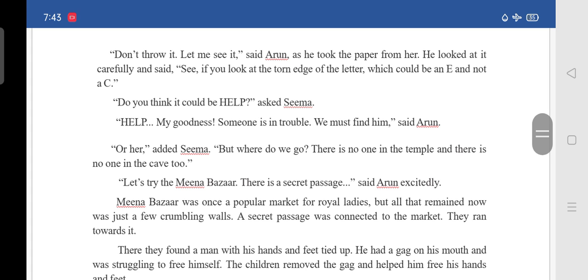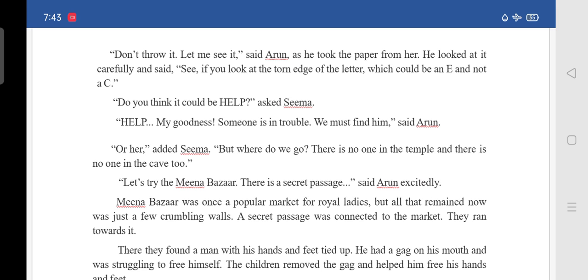"Don't throw it. Let me see it," said Arun. As he took the paper from her, he looked at it carefully and said, "See, if you look at the torn edge, the letter could be an E and not a C."